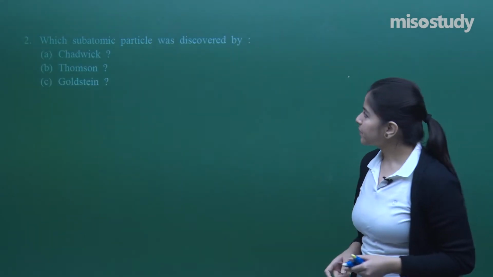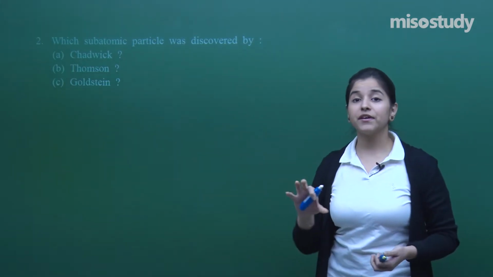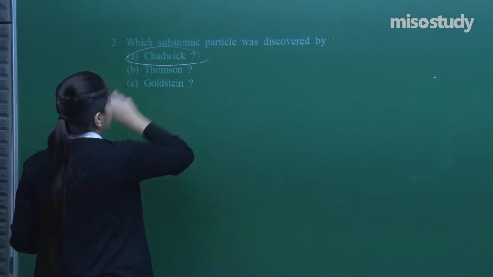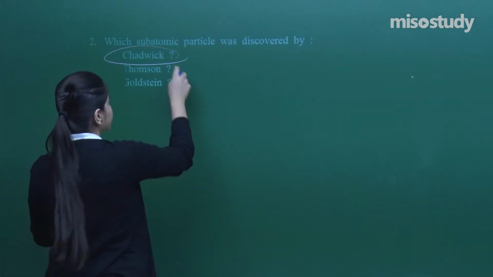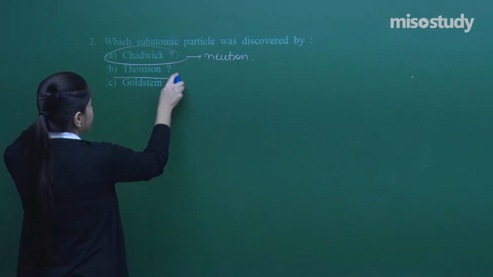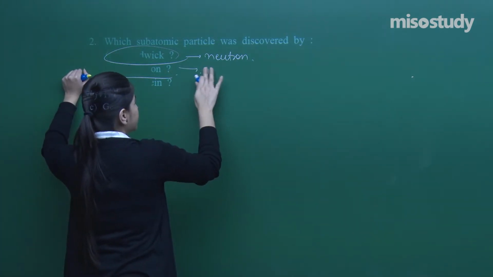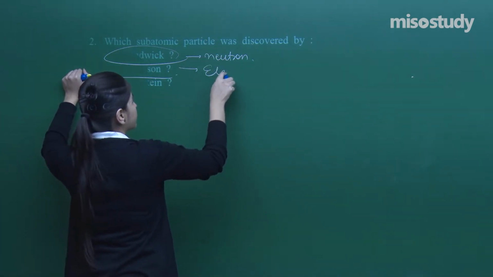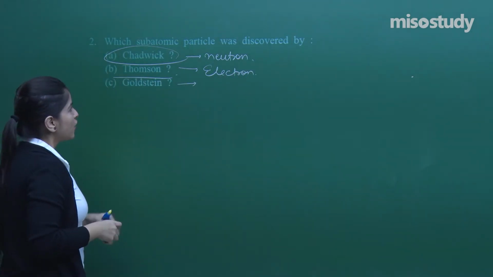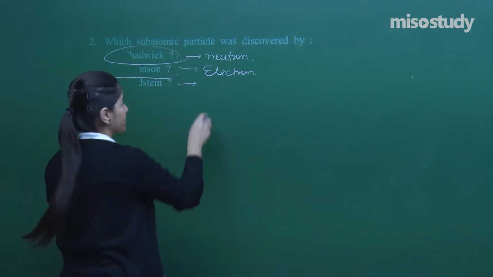Now the next question. Which subatomic particle was discovered by? These discoveries are really very important along with the name of the scientist. First one, tell me, James Chadwick, neutron has been discovered by him. J.J. Thomson, and he discovered the electron. E. Goldstein, what did he do? Now only one subatomic particle is left, that is the proton. Cool?